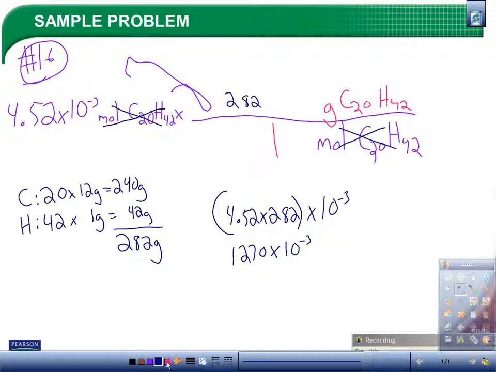And then to put it in proper scientific notation, I have to move my decimal over 1, 2, 3 spaces. I just made this smaller by a factor of 3, so this has to get larger by a factor of 3. And then 10 to the 0 equals 1. And so that's my answer.